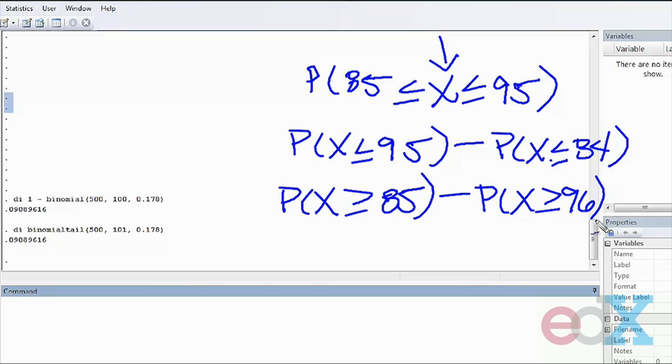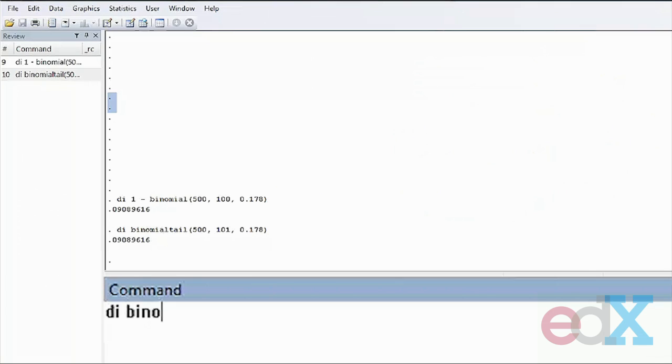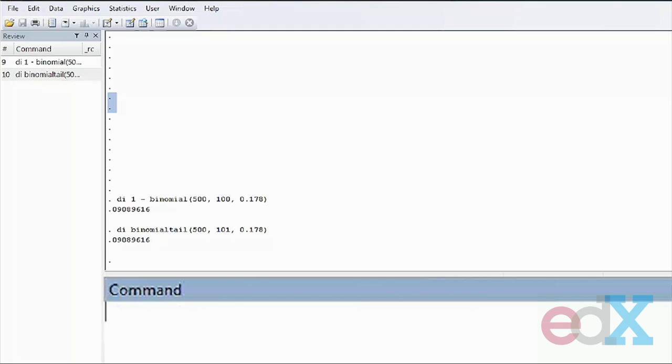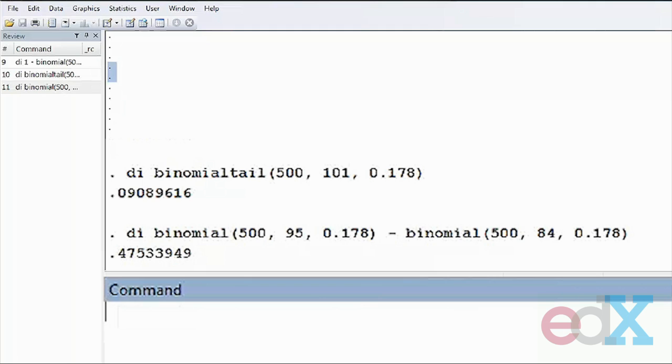So now let's do those calculations in Stata. First, using the binomial command, we would do 500 as our sample size, 95 as our observed outcome, and prevalence 0.178, subtracting off, and again, subtracting off the probability that X is less than or equal to 84, we find that the probability is about 47.5%. Now let's use the binomial tail command.